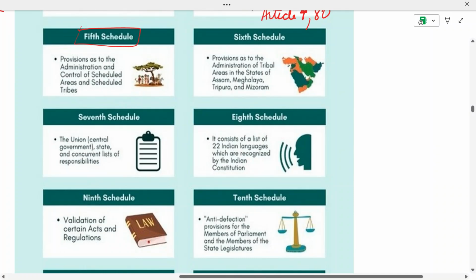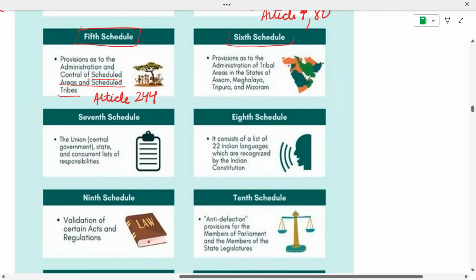Now coming on to the fifth schedule. The fifth schedule contains the provisions which are related to the administration and control of scheduled areas and scheduled tribes. This is article 244. So article 244 deals with the provisions for the administration and control of scheduled areas and scheduled tribes. That is the fifth schedule.